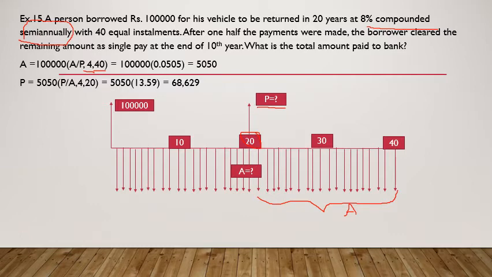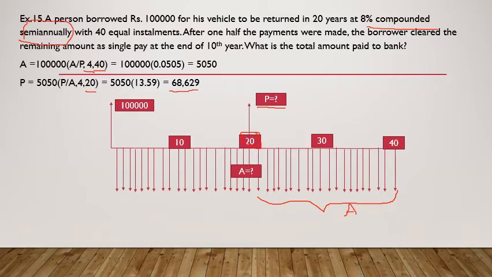Okay, N will become 20 because there are only 20 installments remaining, and I will obviously be 2, that is 4%. Substitute the value from the factor tables, and you will get the answer as 68,629. What does that mean?